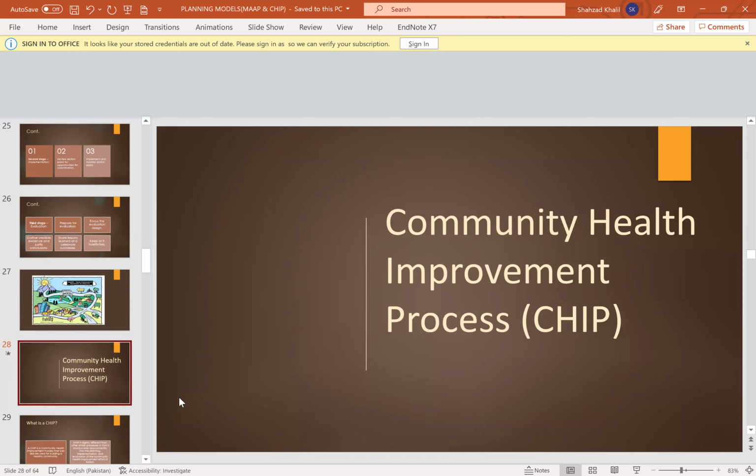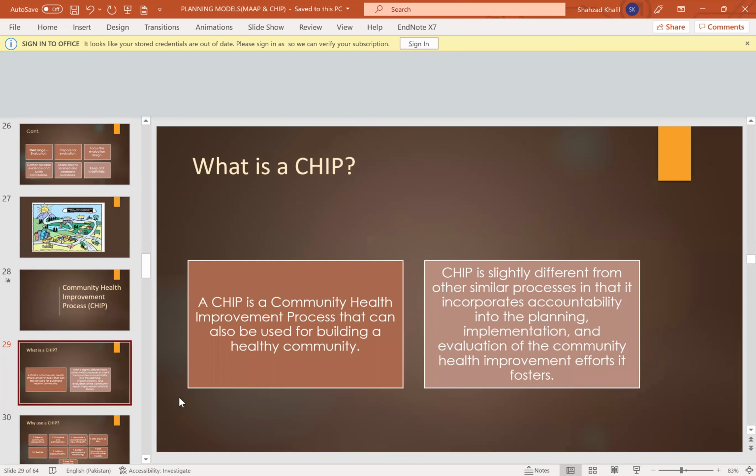Moving towards the next model, the community health improvement process, that is called CHIP. What is a CHIP? A CHIP is a community health improvement process that can also be used for building a healthy community. CHIP is slightly different from other similar processes in that it incorporates accountability in the planning, implementation, and evaluation of the community health improvement efforts it fosters. So it is very important in the CHIP model that it incorporates accountability in the whole process.